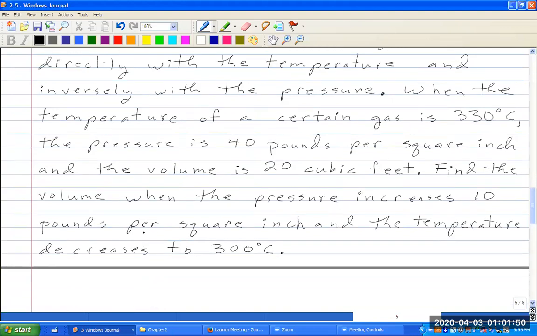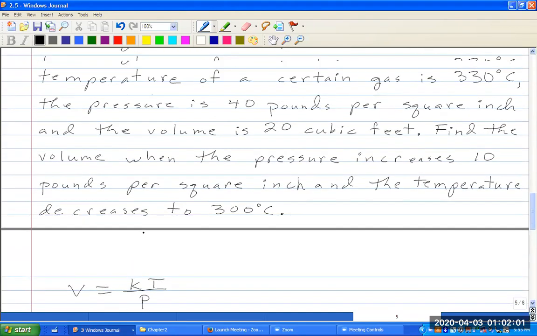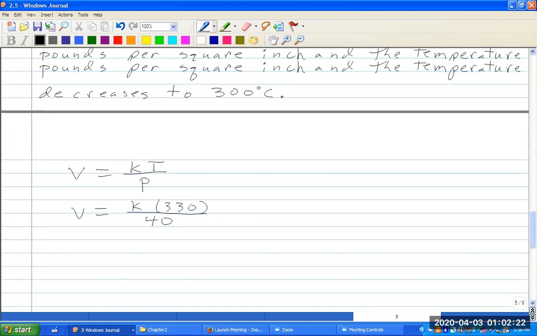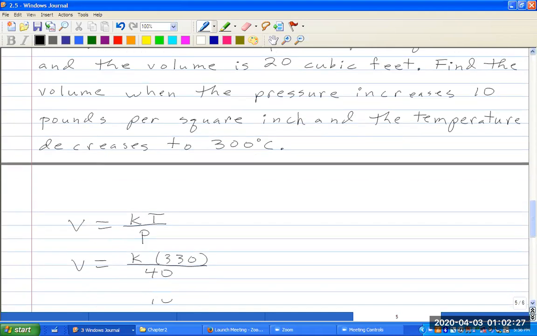And so I have, when the temperature is 330 degrees, the pressure is 40 pounds. So when the temperature is 330, the pressure is 40. I can divide each of these by 10. And the volume is 20.